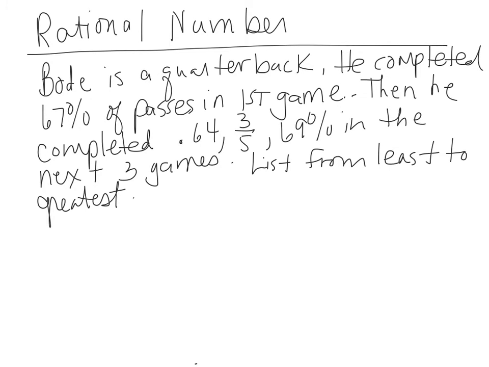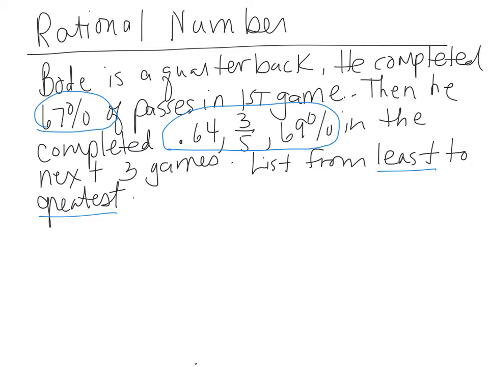And the last example on rational numbers in Lesson 2 is a bit of a mixed up bunch of numbers. They're decimals and they're fractions and they're percents, but we need to get them all in order. It says Bodie is a quarterback. He completed 67% of the passes in the first game. In the second, third, and fourth game, he completed 64 hundredths, 3/5, and 69% in the next 3 games. So they want to know what is it from the least to the greatest.